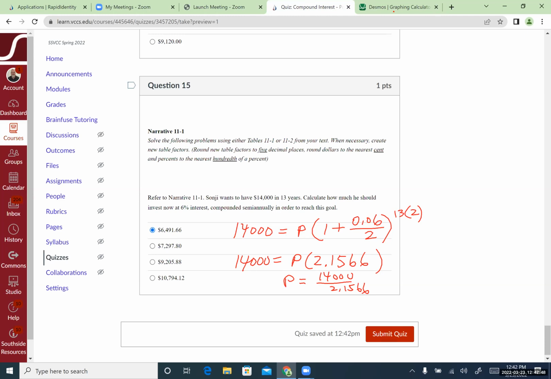That's the review for compound interest, the review quiz. And if you can do all those, you should be just fine on the test.